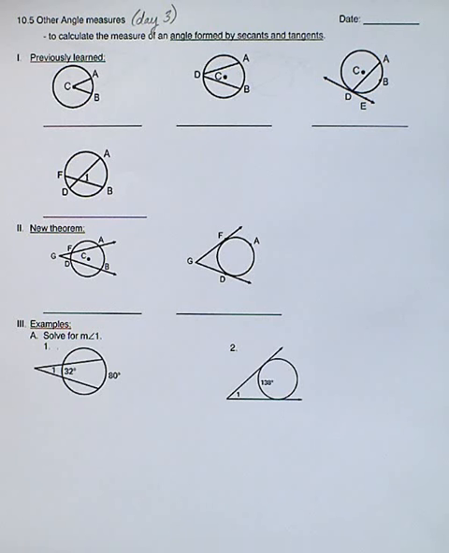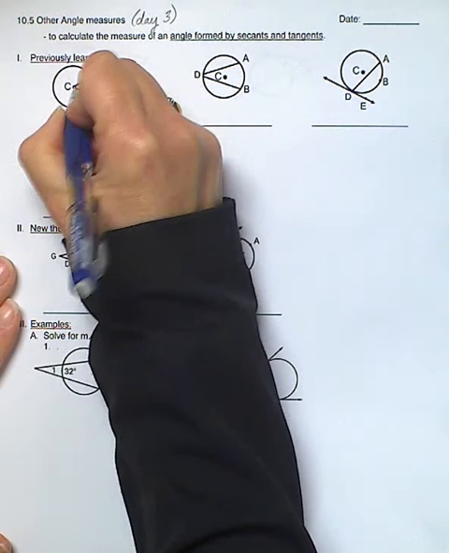This is our last look at other angle measures, and again, other angle measures means angles that are not central or inscribed. So this is day 3. Our goal is to calculate the measure of an angle or arc formed by secants and tangents.